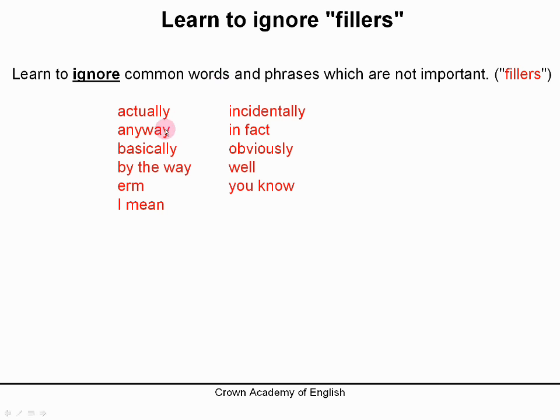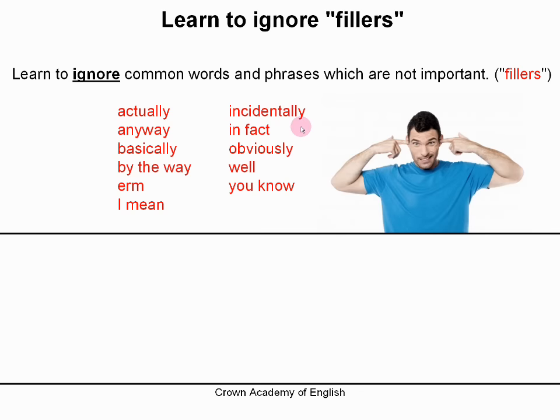So it's words like actually, anyway, basically, by the way, I mean, incidentally, in fact, obviously, well, you know. So all of these words are words that don't really mean anything. They're not important. And often we say them when we are thinking what we want to say. So we say them, but we're actually pausing perhaps and trying to think of the important words that we want to say. So it's important when you hear these words to try to ignore them, try to filter them out, because they don't really have any importance.